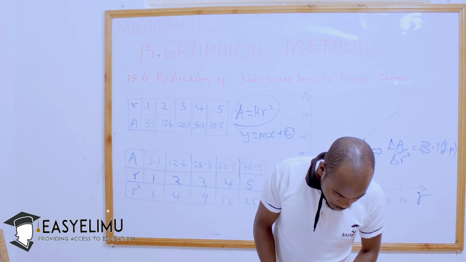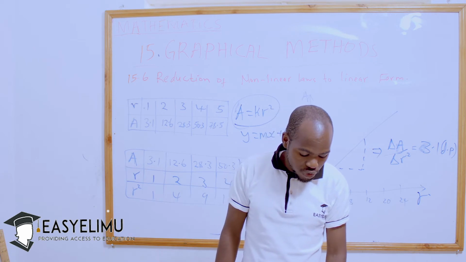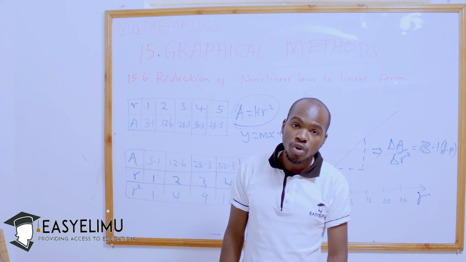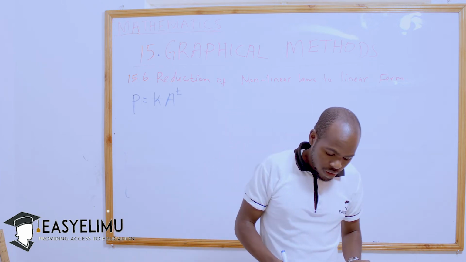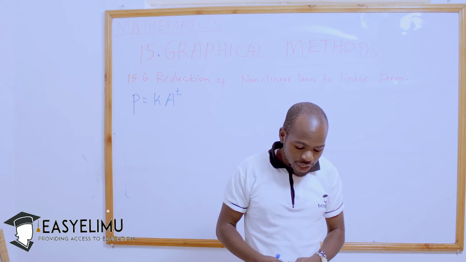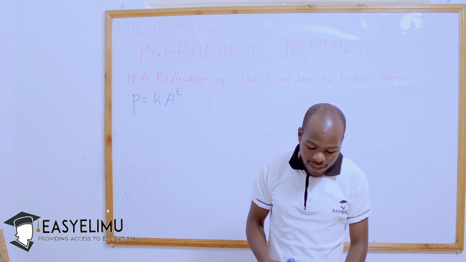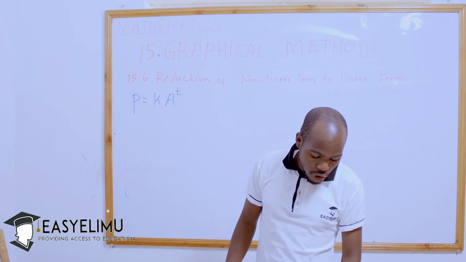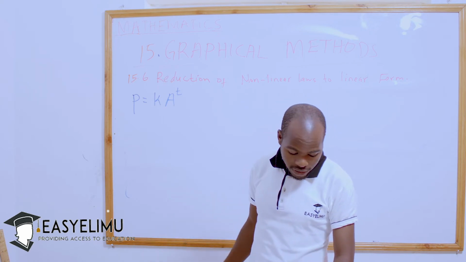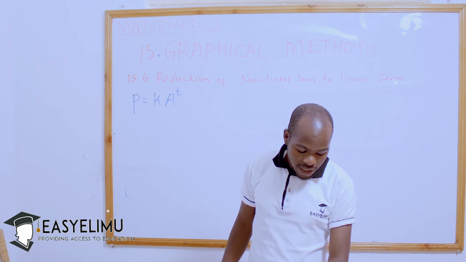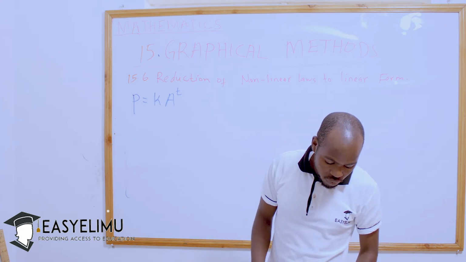From 1960 onwards, the population of a certain town is believed to obey a law of the form P equals K A raised to T. So the question reads, example 2: from 1960 onwards, the population P of a certain town is believed to obey a law of the form P equals K A raised to T, where K and A are constants, and T is the time in years recorded from 1960.